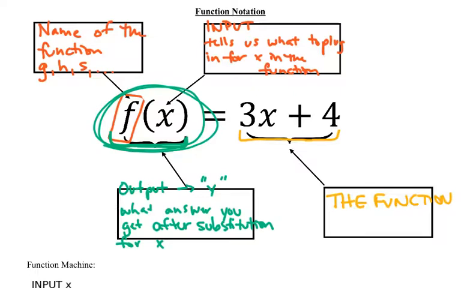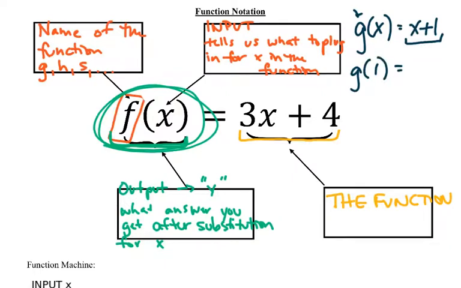Let me just show you two iterations of this. Let's say you have g of x equals x plus 1. The name of the function is g. The function, the actual thing that's happening with these points, is x plus 1. And if I were to change this and write g of 1 equals, and you had to fill in the rest right here, you would write 1 plus 1. So essentially, the x value is 1, and the output, or the y, is 2.